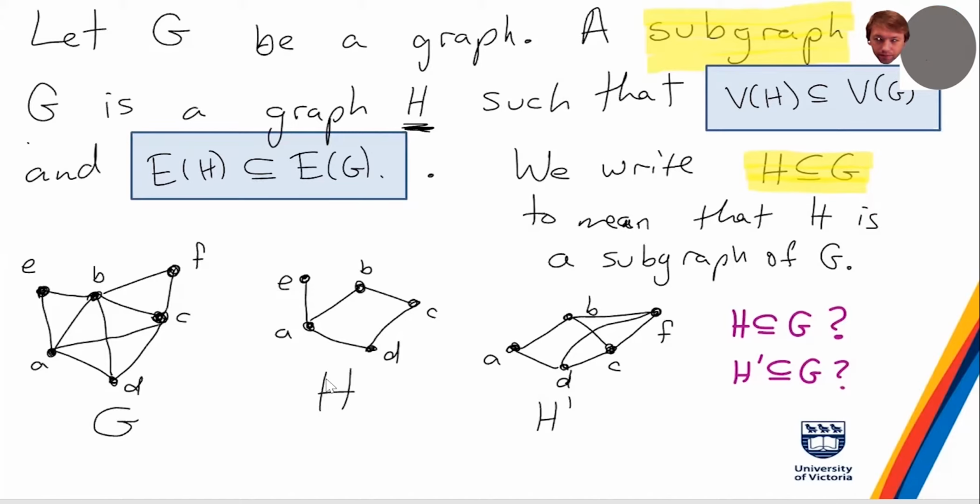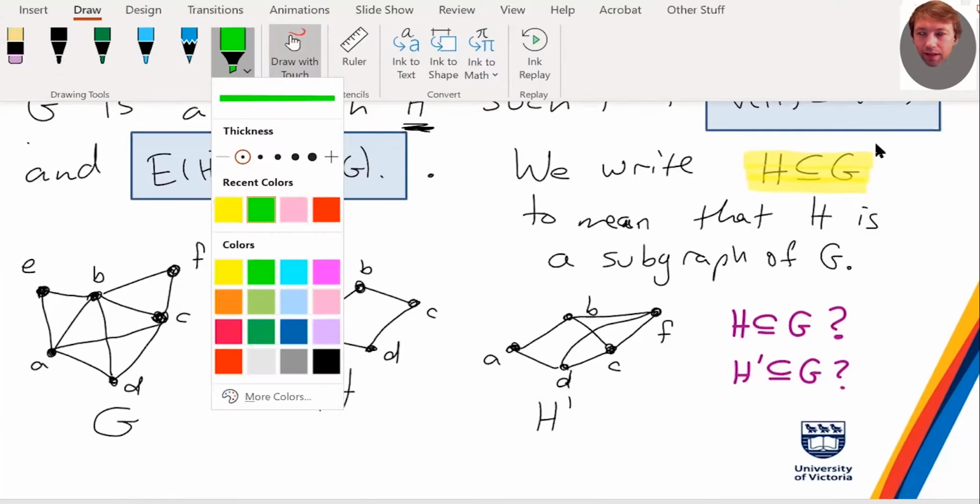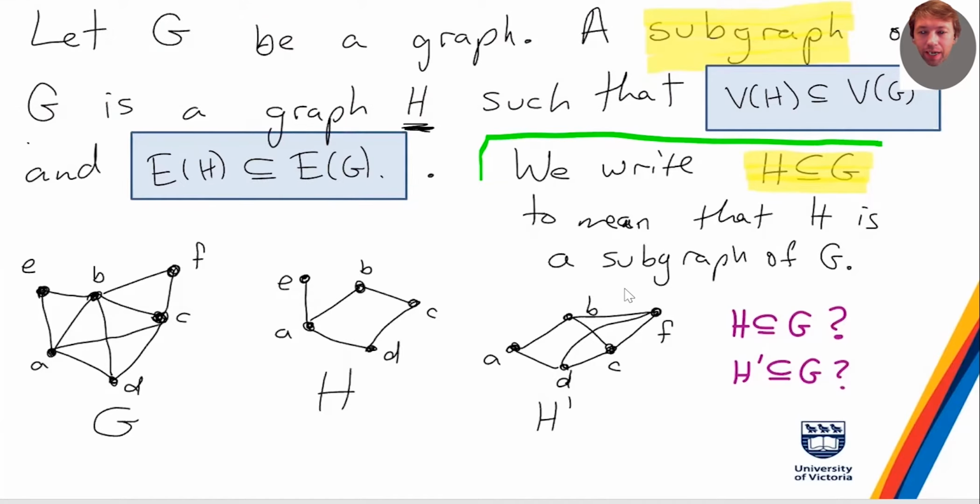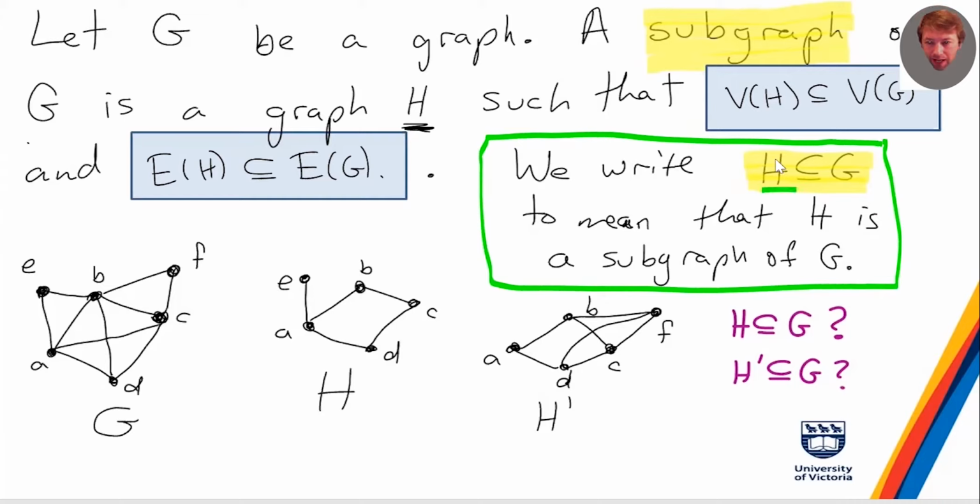And the notation we're going to use is that we write H as a subgraph of G. So we use subset notation. If I write H subset of G, when I say the word subset, I mean the subset notation. What I mean is that H is a subgraph of G, by which I mean that both of these things are true. The vertex set of H is contained in the vertex set of G, and the edge set is contained in the edge set.